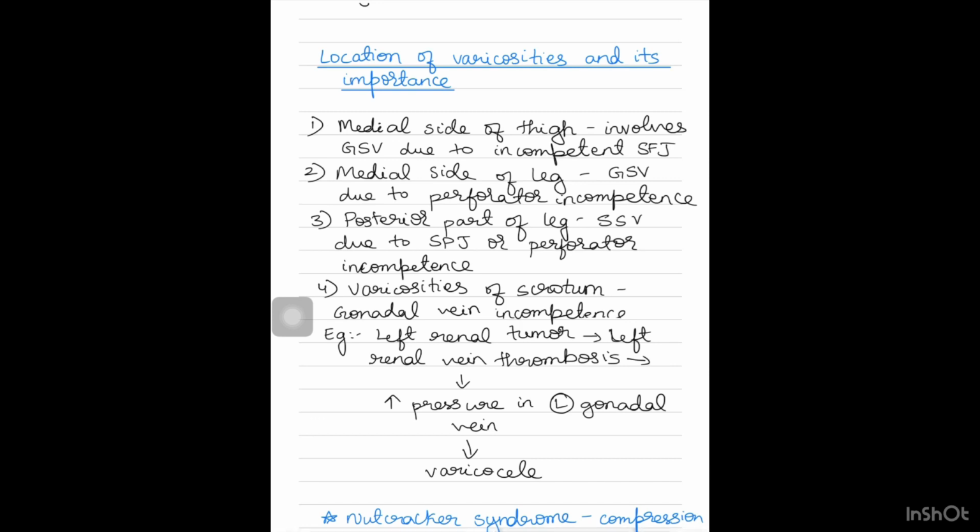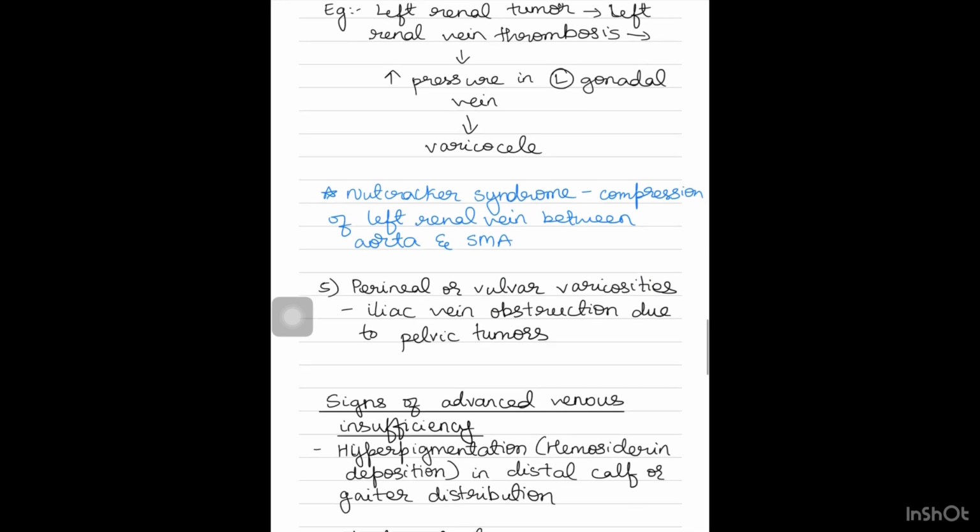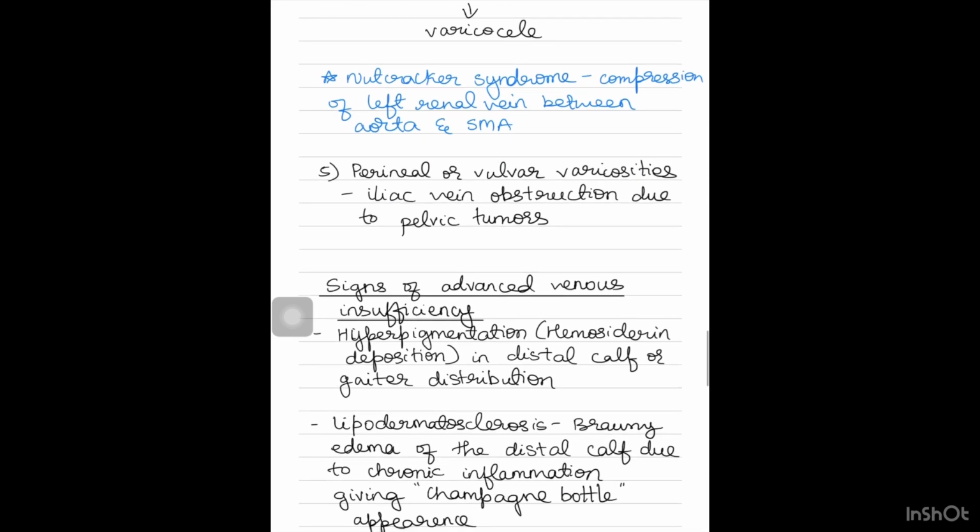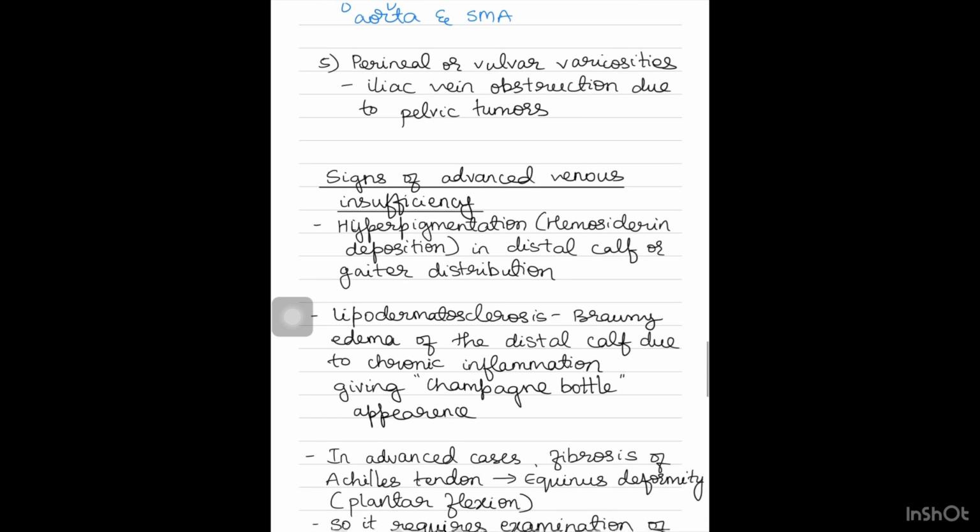Whenever there is compression of the left renal vein, there will be an increase in the pressure of the left gonadal vein, resulting in dilatation of the pampiniform plexus, which is known as the varicocele. There is another syndrome called nutcracker syndrome, caused by compression of the left renal vein between the aorta and the superior mesenteric artery. Perineal or vulvar varicosities are mainly due to internal iliac vein obstruction due to pelvic tumors, mainly ovarian tumors, or bulky lymph nodes.